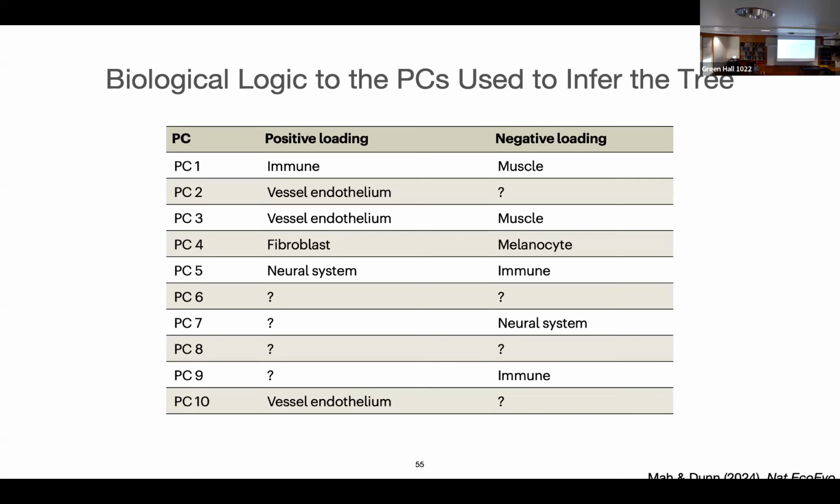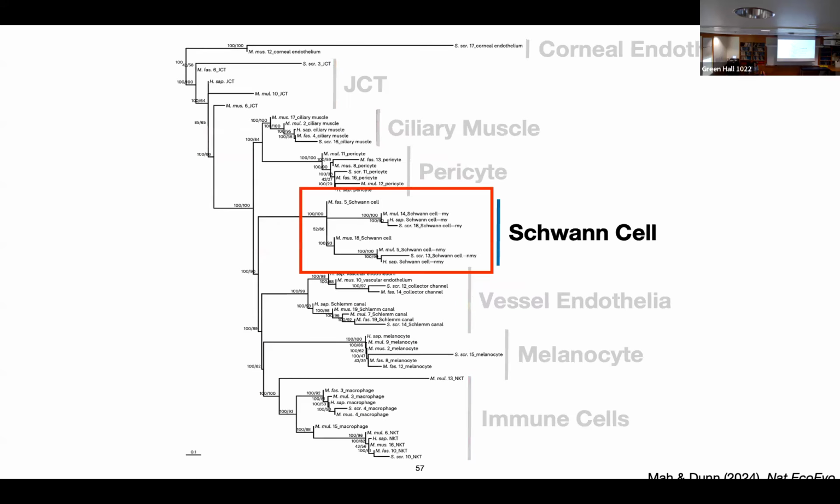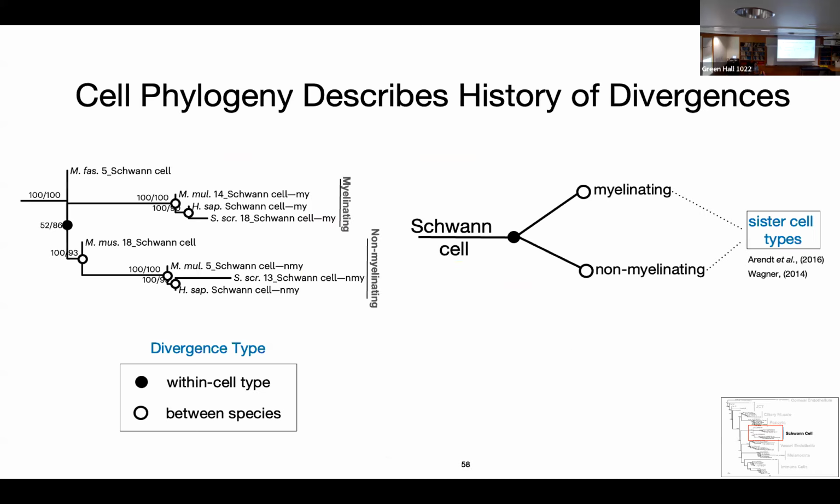So let's take a closer look at the tree. Let's start with the Schwann cells. Schwann cells are a nervous system type of cell that wraps around neurons and produces the myelin sheath. The topology of the cell tree lets us infer specific evolutionary events that happen during cell type evolution. So like in a gene tree, some interior nodes represent divergences between cell types. Other interior nodes represent divergences between species. So the Schwann cell clade is a really clear example of this.